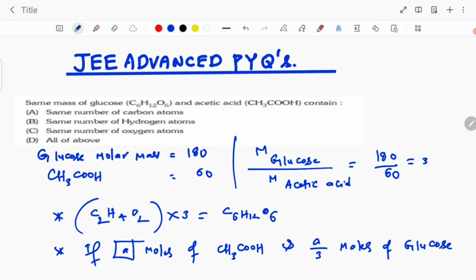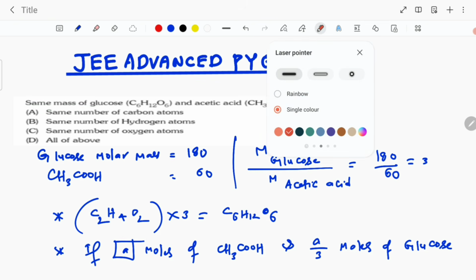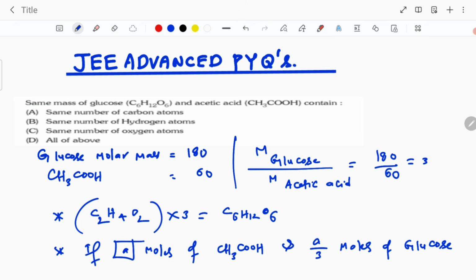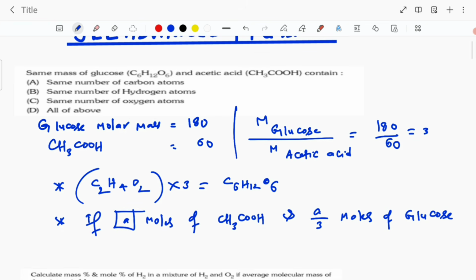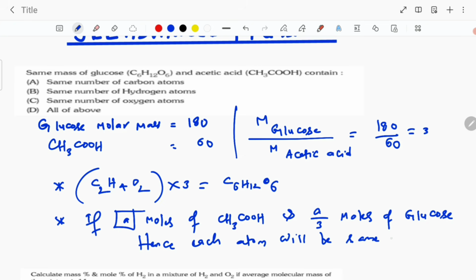If A moles of CH3COOH, remember they gave here same mass. So if mass is same, then which is the deciding factor? Same mass is given, then the deciding factor is molecular mass. So if A moles of CH3COOH is given, A by 3 moles of glucose, then automatically you can say each atom will be same in both.